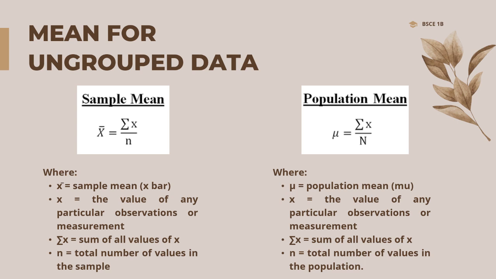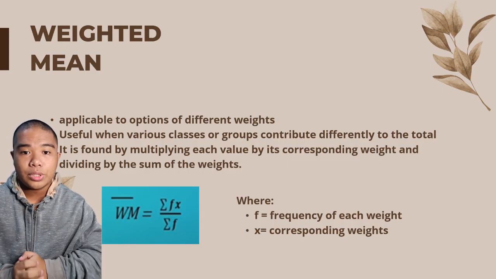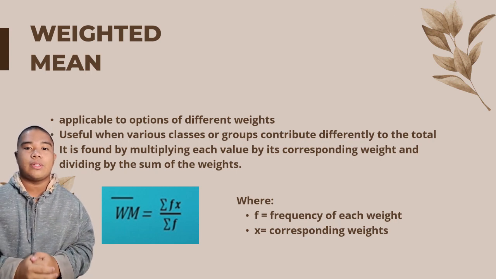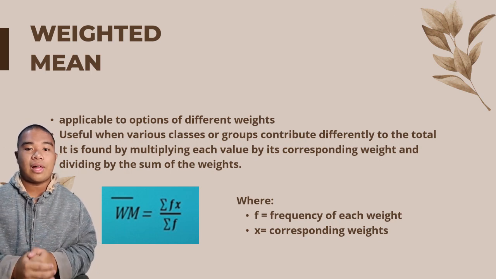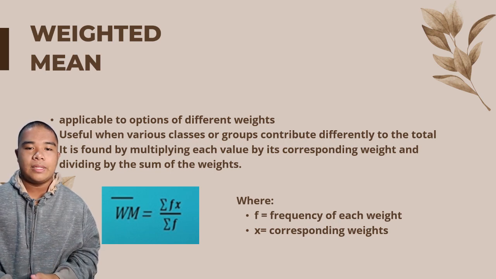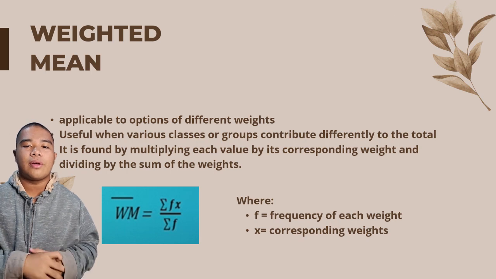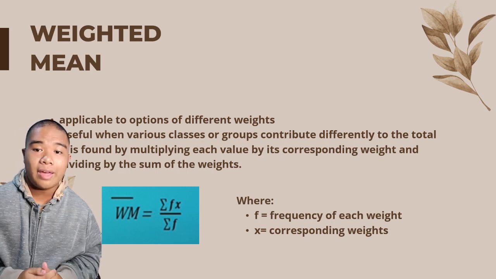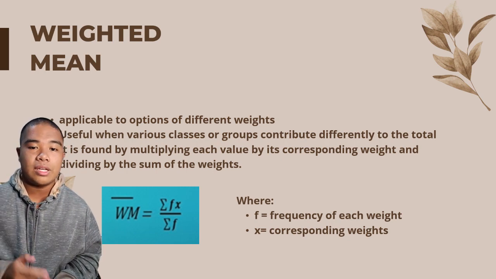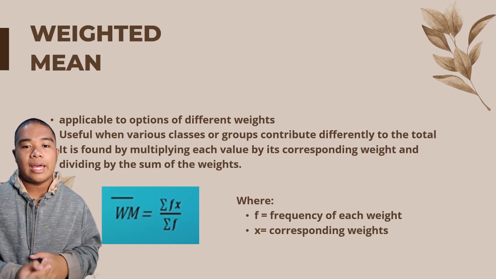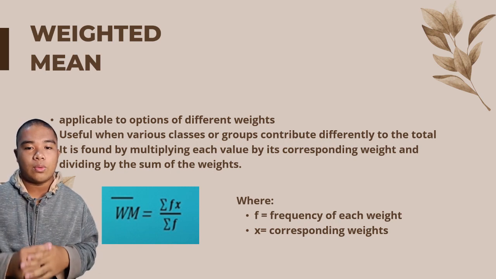Now, this is the last category of mean, which is the weighted mean, applicable to observations of different weights, useful when various classes or groups contribute differently to the total. It is found by multiplying each value by its corresponding weight and dividing by the sum of the weights. As you can see here, the formula, wait, it's not loading, x bar w equals the summation of f times x all over the summation of f, where f is the frequency of each weight and x is the corresponding value.